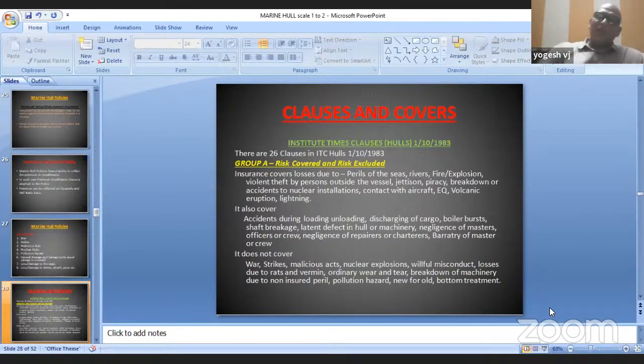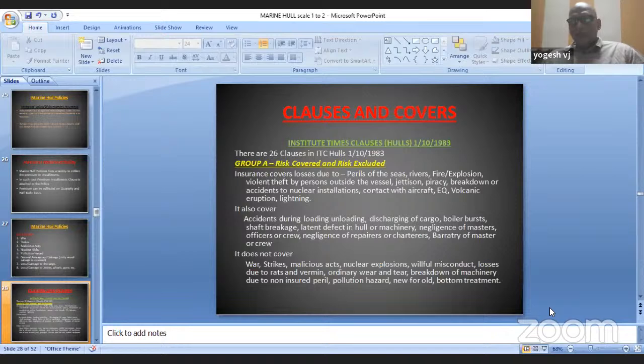Jisme se aisa group kiya hai, group A, group B, group C, group D, group E. So now group A will only cover what is covered and what is excluded. That is group A. What is covered and what is not is written under group A. See, insurance covers losses due to perils of the sea, river, fire, explosion, violent theft by person outside the vessel, jettison, piracy, breakdown, accidents to nuclear installations, contact with aircraft, earthquake, volcanic eruption, lightning.